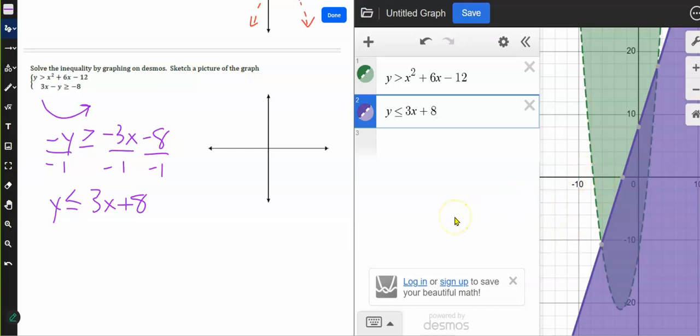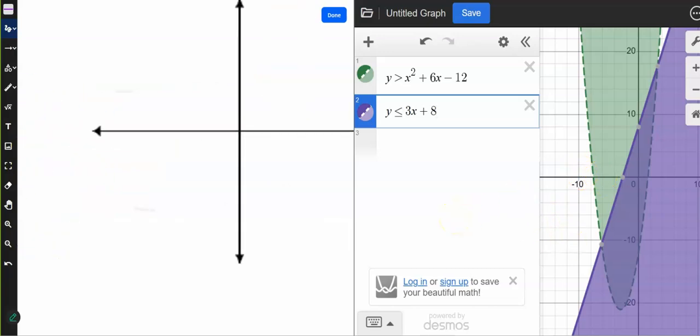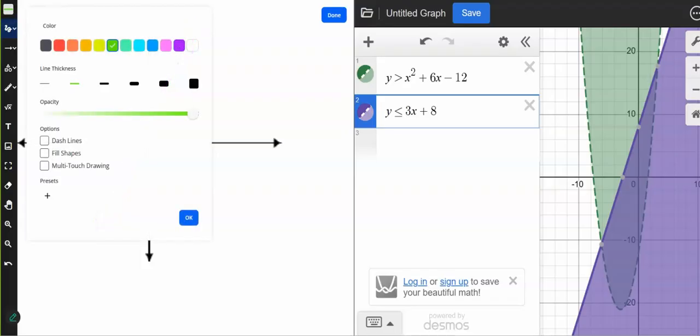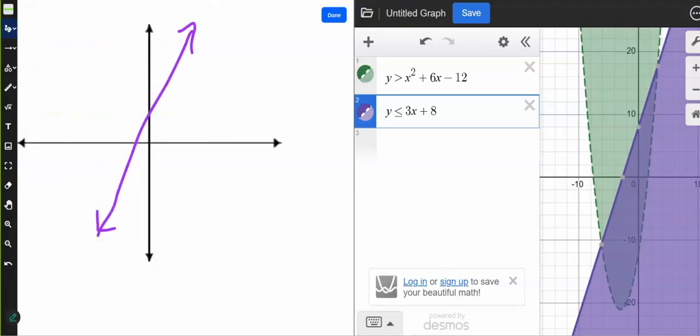So we have, let's try to use the same colors. So we're going to do this. Oops, not the greatest of choices. And then we're going to do, we'll try to use a green. It's not as dark as that green.